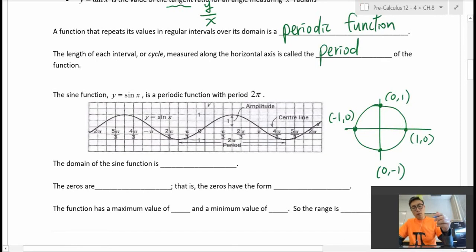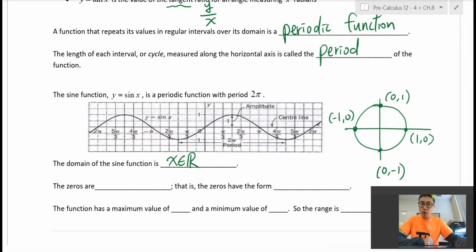The domain for this sine function is all real numbers because you can just keep rotating forever. Now, before we answer these questions, I guess I answered the first one already, but I want to show you how we can get this graph.